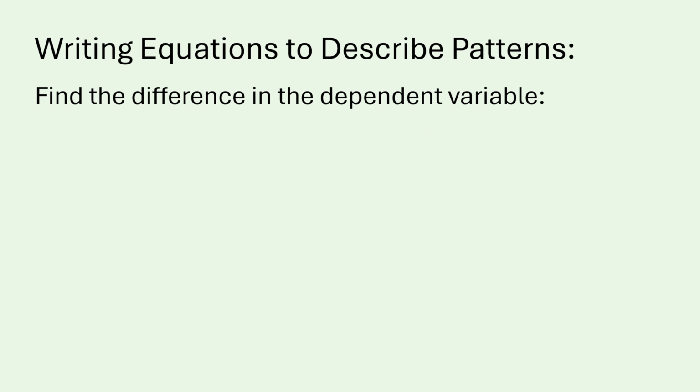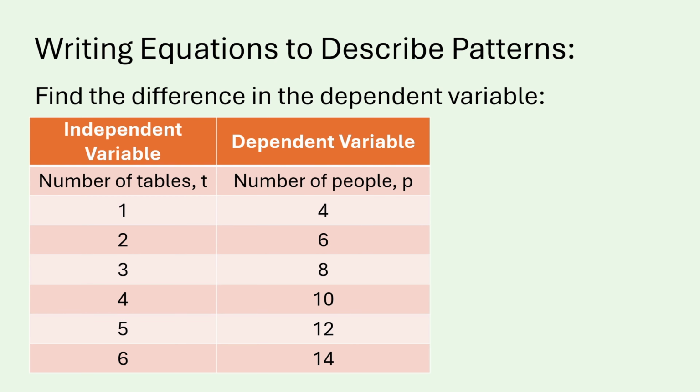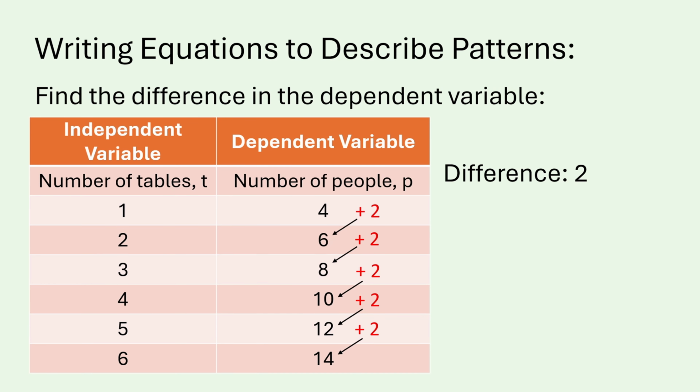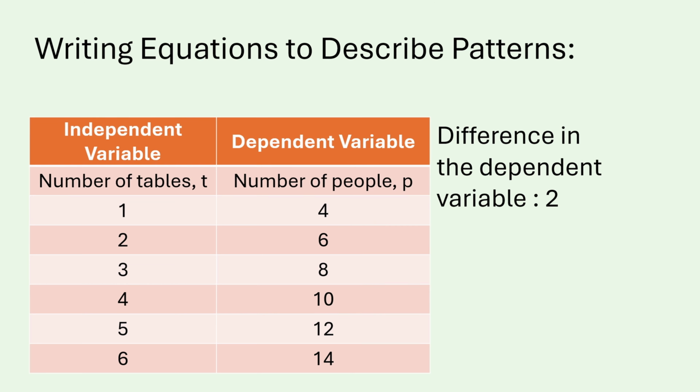Now let's find the difference in the dependent variable. In the second column, going from 4 to 6 is an increase of 2. From 6 to 8 is also an increase of 2. We can keep following this pattern, so the difference is always 2. Now we know the difference in the dependent variable is 2.